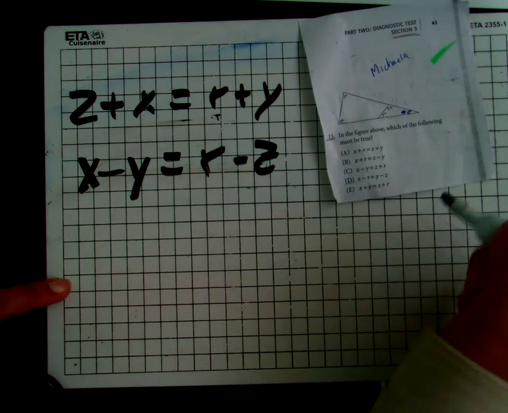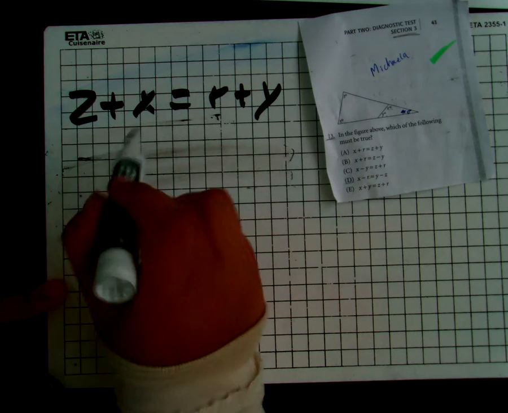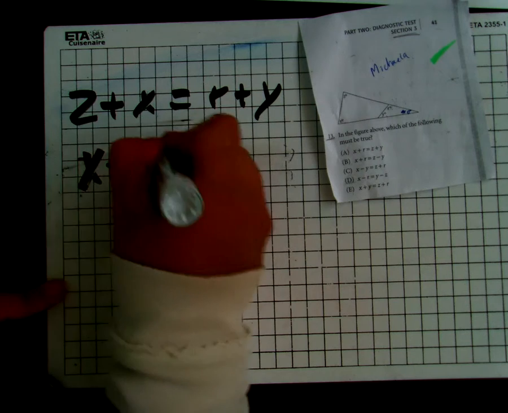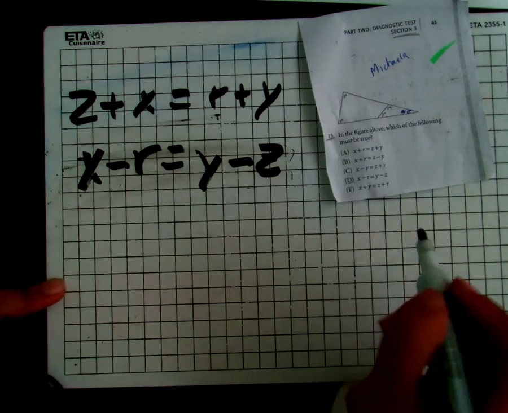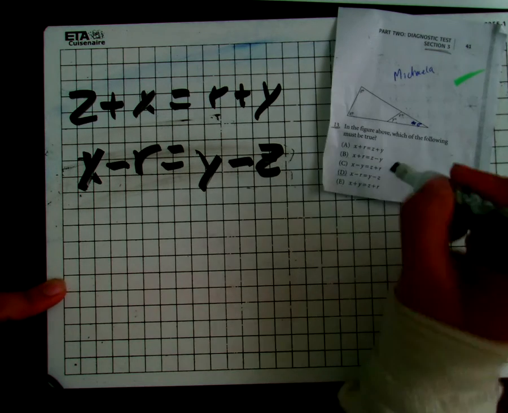Let's go to answer choice D, with X minus R equals Y minus Z. Well, we can get X and a negative R because we're going to move the R to this side. So it's X minus R equals, if we move the Z to this side, it will be Y minus Z, because we have to subtract. And is that what this is? X minus R equals Y minus Z. So answer choice D is correct.